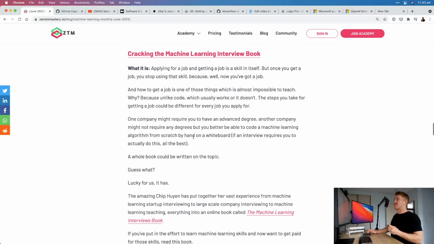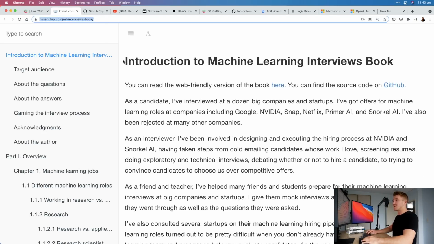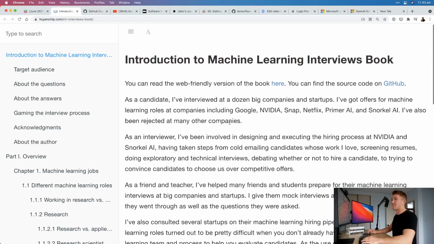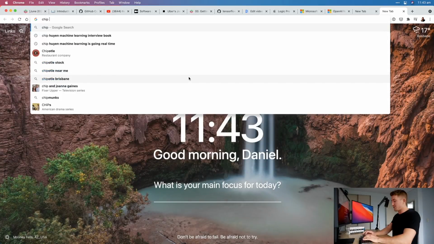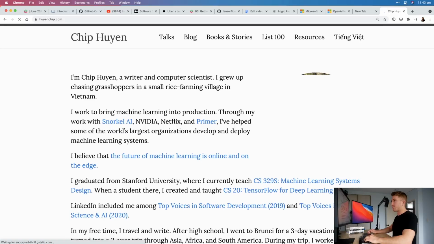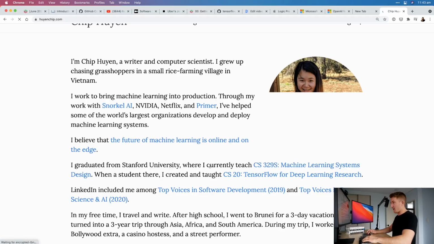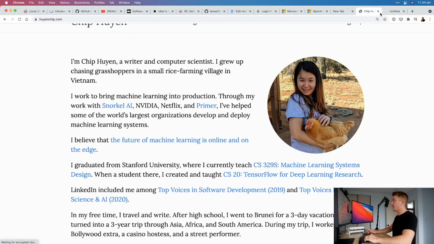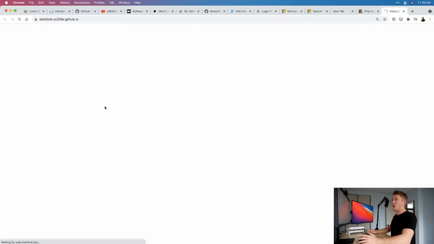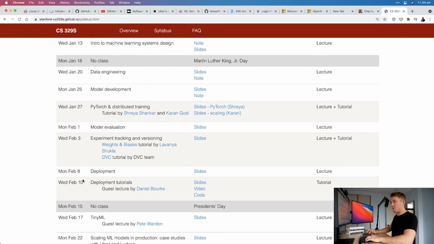The next one, this is absolutely amazing. This is probably the book I wish I had when I was looking for machine learning jobs. It's an Introduction to Machine Learning Interviews book by the amazing, is it here? Yeah, Chip Huyen. So Chip's an absolute and complete living legend. One of the OGs of machine learning. So there's Chip's website. Graduated from Stanford, teaches a course, Machine Learning Systems Design. We've seen this in a previous Machine Learning Monthly, where yours truly did the guest lecture for machine learning deployment. Boom, there we go. Guest lecture by moi.